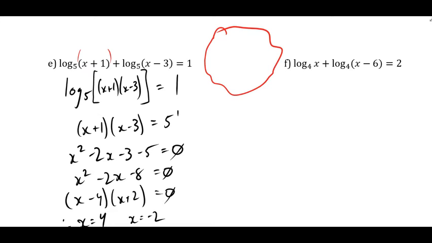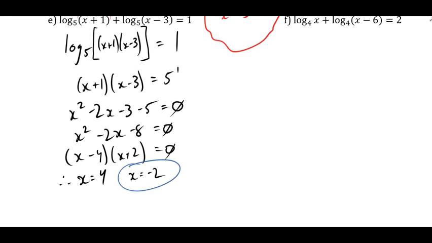Okay, and so what we say is x has to be greater than negative 1, and x has to be greater than 3. But if x is greater than 3, it is greater than negative 1. So really our restriction is x has to be greater than 3. To me, there's no formality here, but it does mean this one's inadmissible.